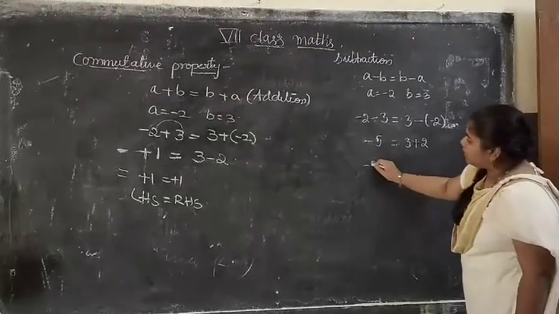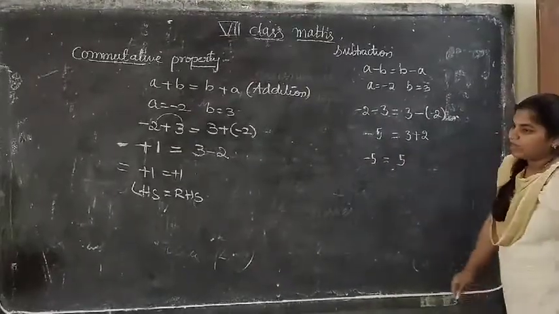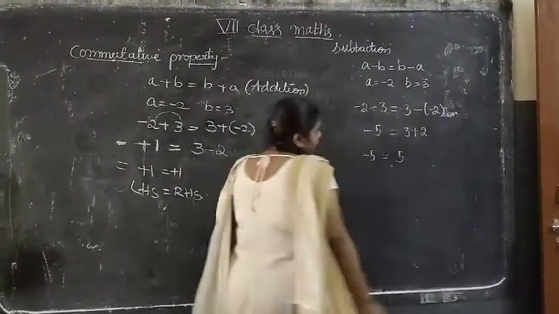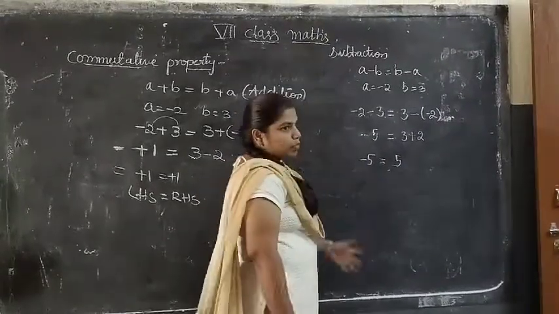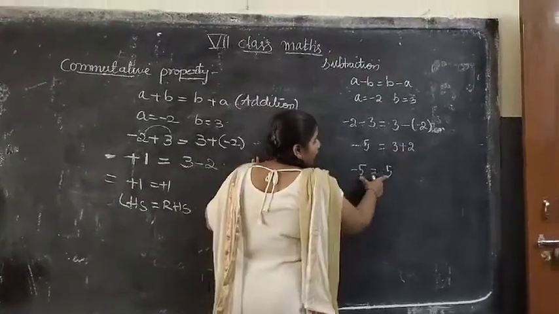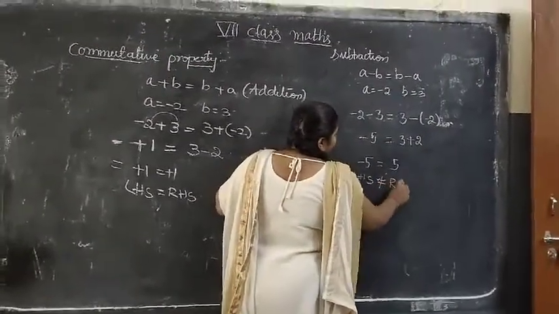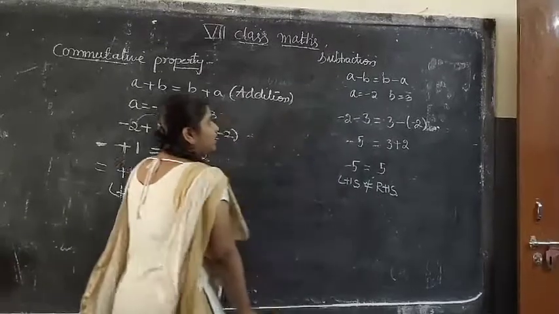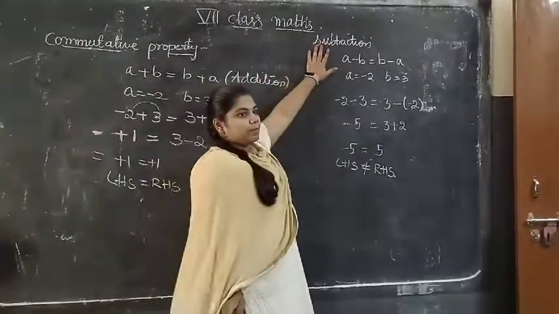Now -5 equals 3 plus 2, which is how much? 5. So -5 and 5 are not the same. -5 is a negative number and 5 is a positive number; these two numbers are not equal. So what we got here is LHS is not equal to RHS. We can say that the commutative property is not satisfied under subtraction.